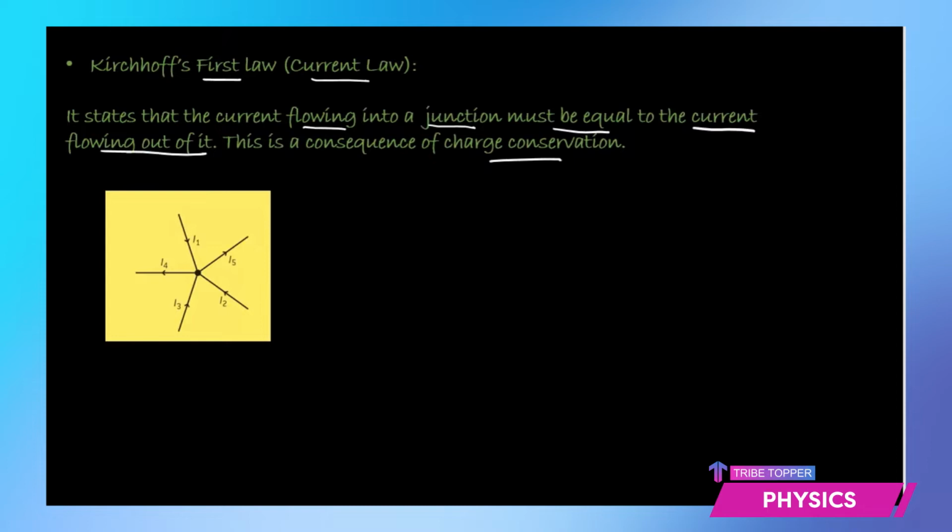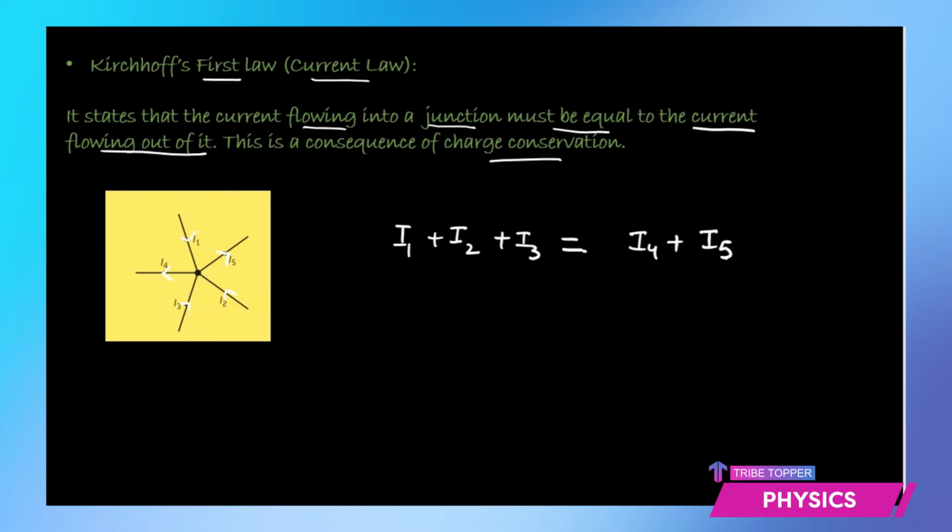Now, as you can see here, we have the arrows I1, I2, and I3 pointing towards the junction. So these are the three currents entering the junction. So we'll say I1 plus I2 plus I3 has to be equal to the sum of the other two, which are leaving the junction. That's I4 plus I5.